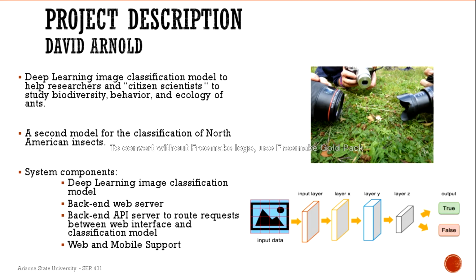The main components of the system include a deep learning image classification model built using Google's TensorFlow, a web server, an API server to pass users' uploaded images to the classification model, then return results to the client. And in addition to the website, there will also be support for both Android and iOS devices.